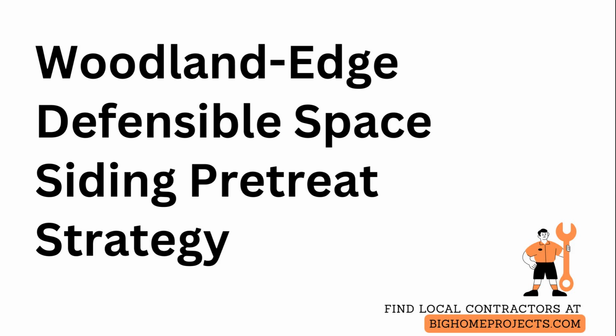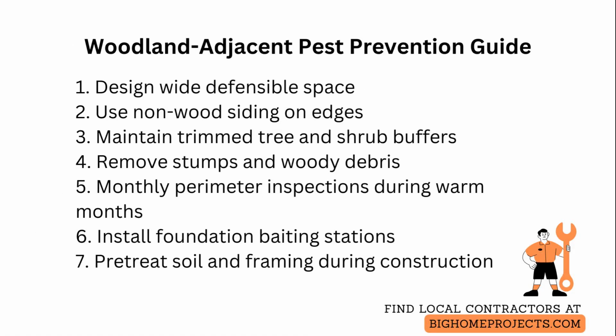Woodland-adjacent pest prevention in new home construction must be planned from the start to keep wood-destroying insects and wildlife out. Start by designing a wide, defensible space of at least 20 feet plus between the house and woodland edge, and make that a non-combustible, vegetation-managed zone to reduce pest harborage.